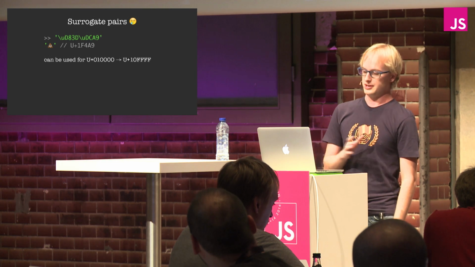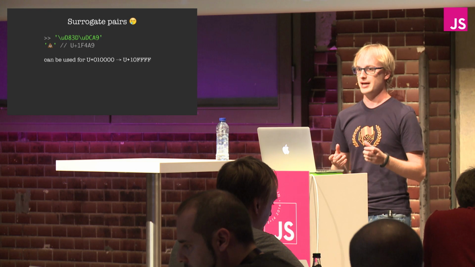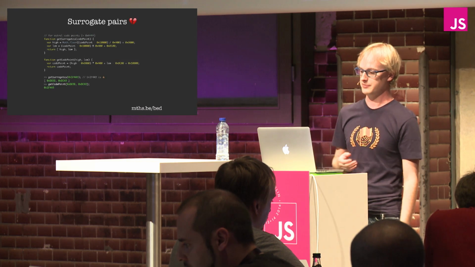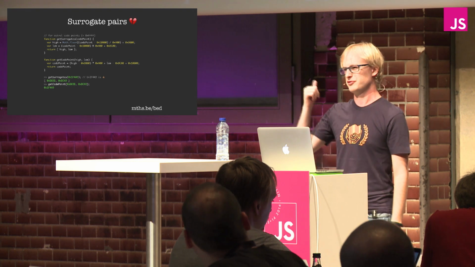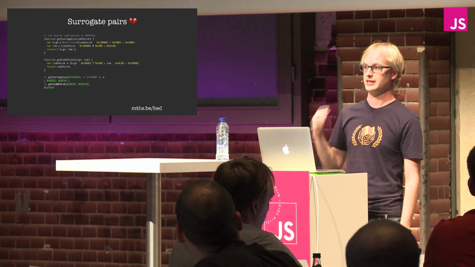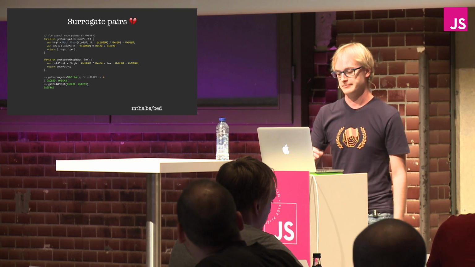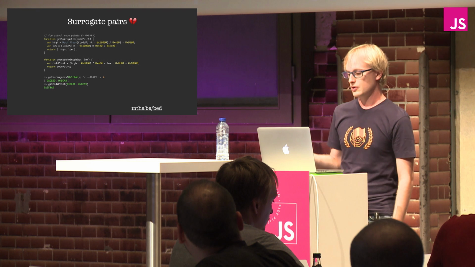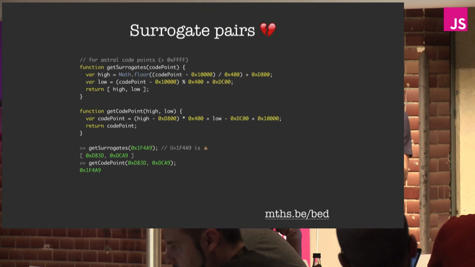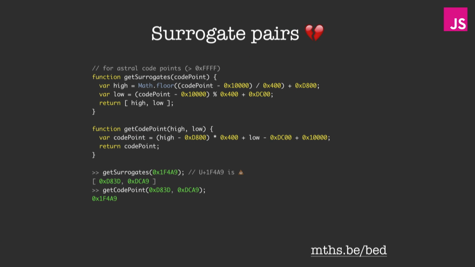Now, there are formulas that you can use to calculate these surrogates based on a given astral code point and the other way around. And here's a JavaScript implementation of those formulas. You don't have to learn this by heart, but apparently you have to know that this sort of thing exists if you want to deal with strings in JavaScript. Now, anyway, this whole concept of using a single escape to represent BMP symbols and then using 2 separate escapes for astral symbols is a bit confusing, and it has a lot of annoying consequences throughout the entire language.